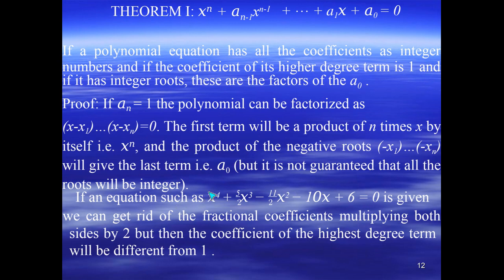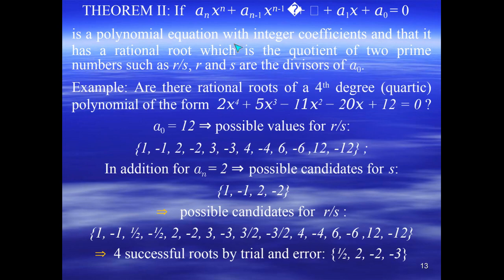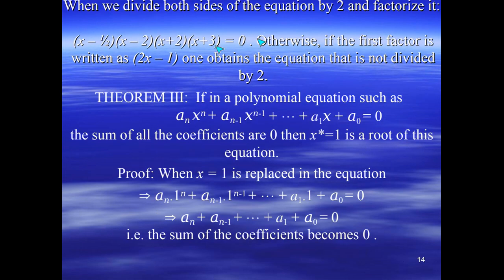So we have 1 as the coefficient of x to the power 4. It is the same equation. And when we multiply this equation by 2, we obtain this one. This is the same equation though. So when we divide both sides by 2 and factorize it, we obtain this one: x minus 1 over 2 times x minus 2 times x plus 2 plus x times x plus 3. So all the roots, x minus first root times x minus second root times x minus third root times x minus fourth root. And this gives 0.